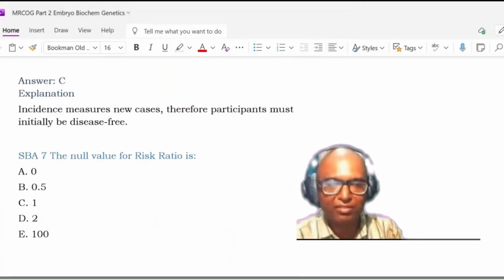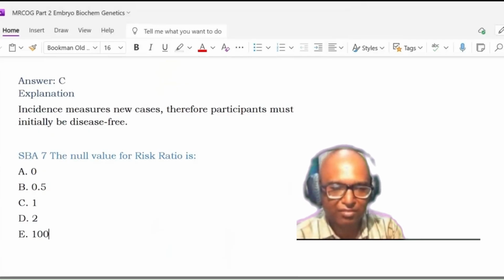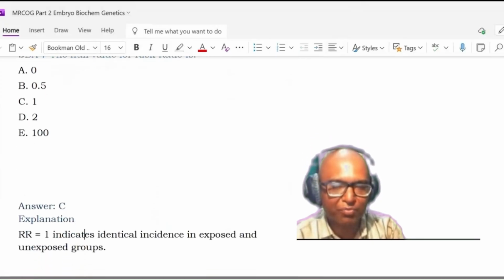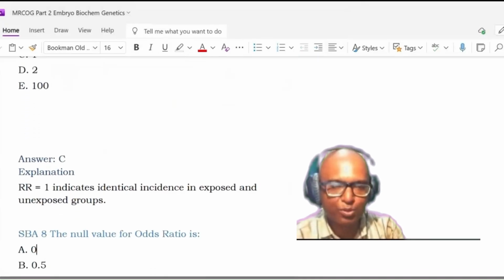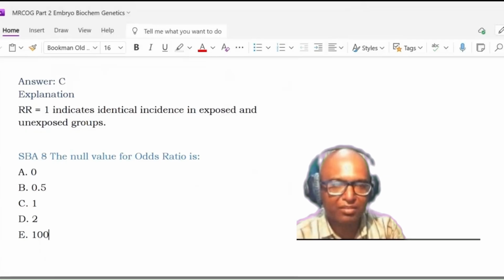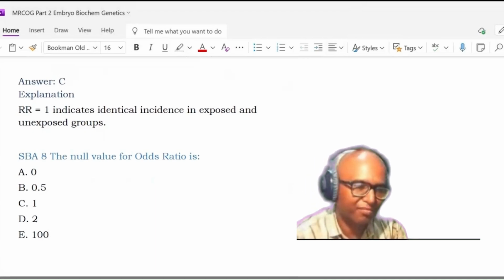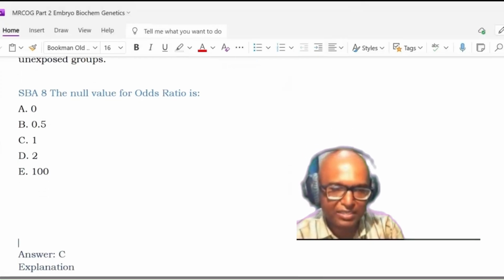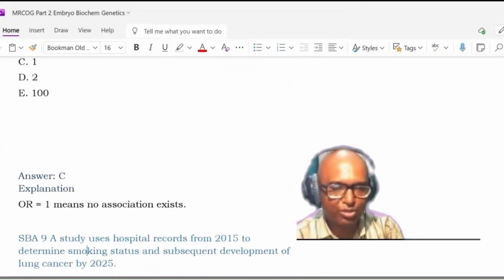Question number 7. A null value for risk ratio is: A, 0; B, 0.5; C, 1; D, 2; and E, 100. So answer is C, 1. Risk ratio null value will be 1. RR 1 indicates identical incidence in the exposed and unexposed group. Next. The null value for odds ratio is: A, 0; B, 0.5; C, 1; D, 2; E, 100. So answer C, 1. Correct. Again, same. OR 1 means no association.